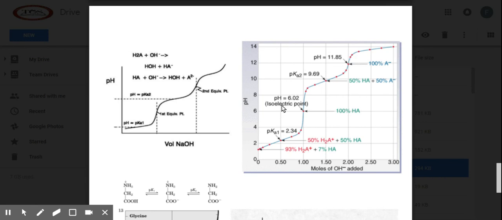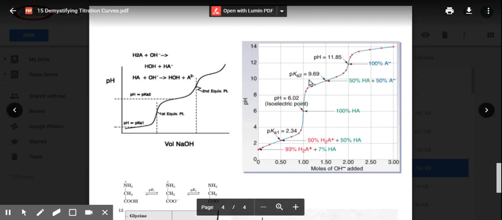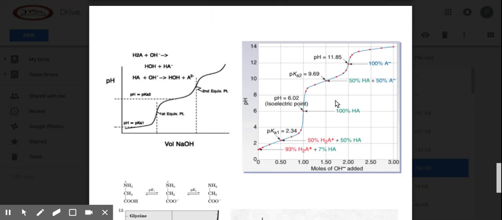So it doesn't ask questions very often about this, but you should be able to understand those when they are asked. So I believe that is it for titration curves. Later on, we'll talk about what we need to figure out in order to sketch our own titration curve. We'll talk about that whenever we are working on our lab.